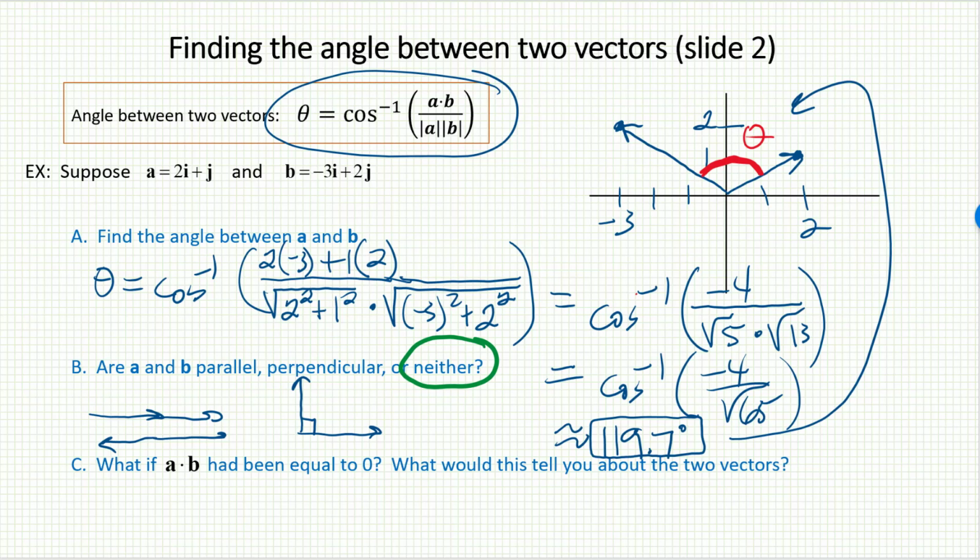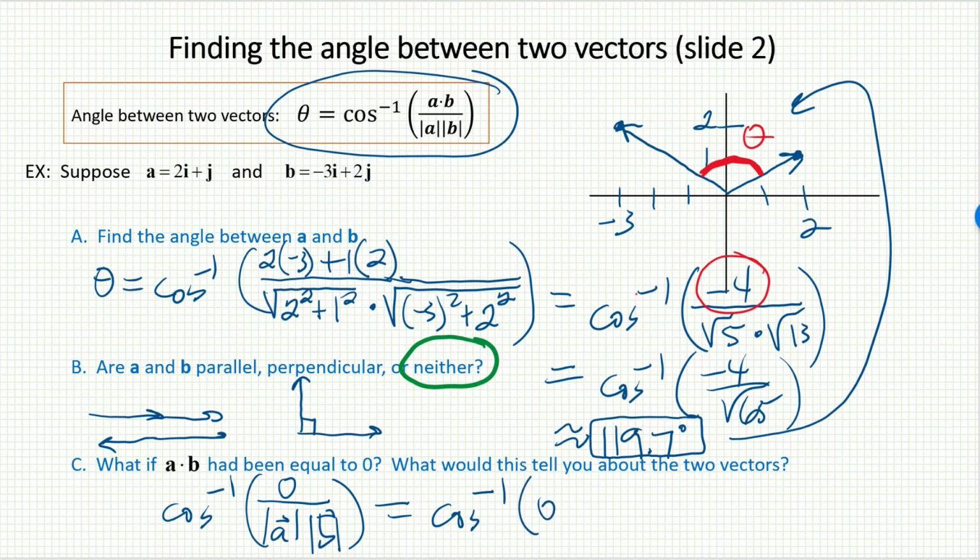Now, the last part says, what if I had calculated my dot product? Our dot product was this negative 4. What if I had calculated the dot product and it had come out to be 0? Then in my ratio here, I would have had 0 divided by the product of the magnitudes. But if 0 is on the top, then the whole fraction is equal to 0, and so I would have gotten cosine inverse of 0. Well, that's something we should know the answer to.